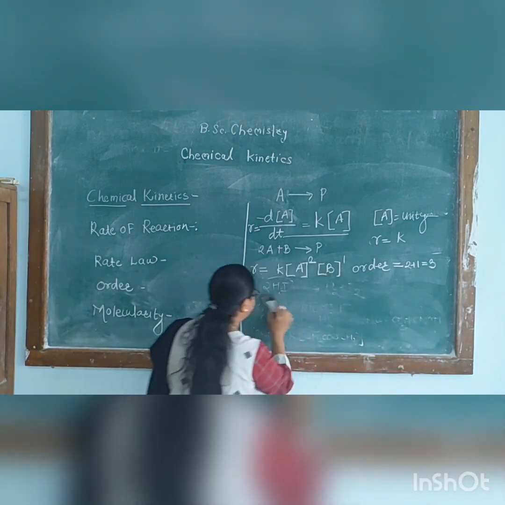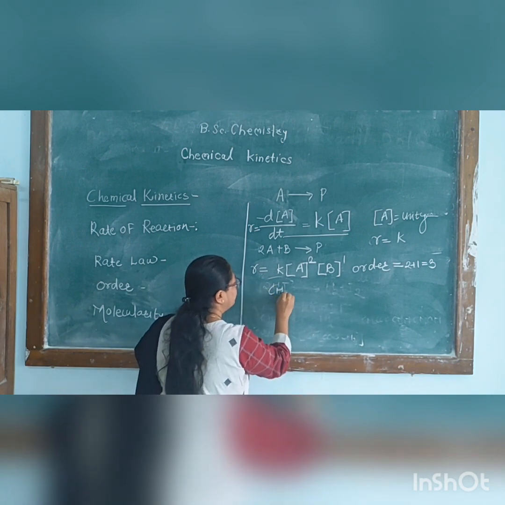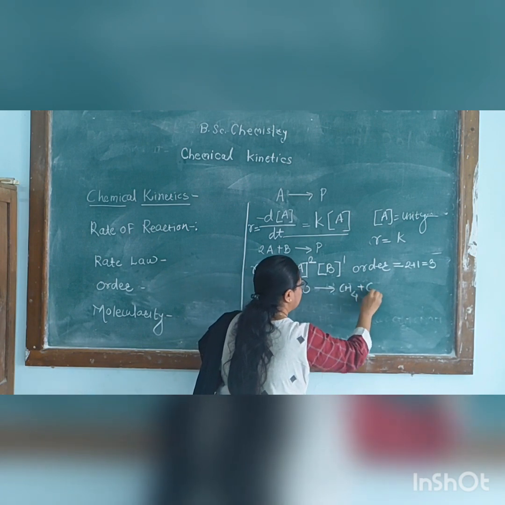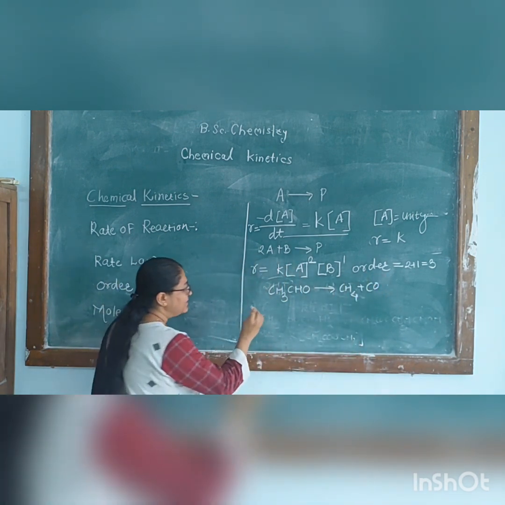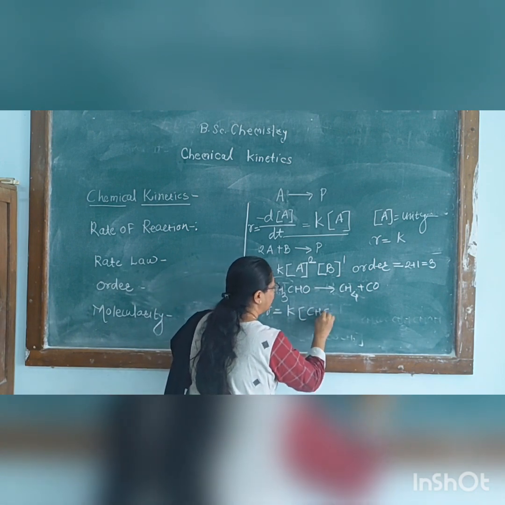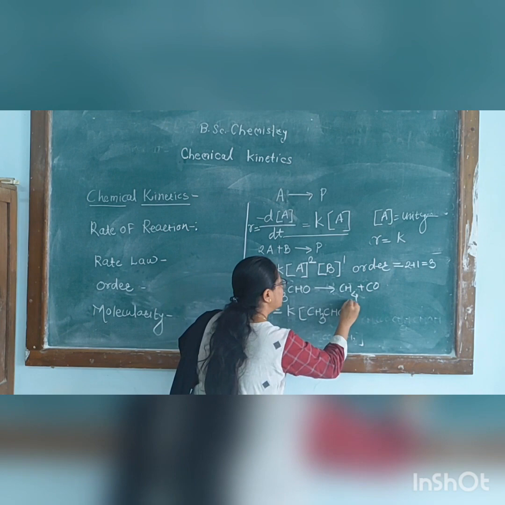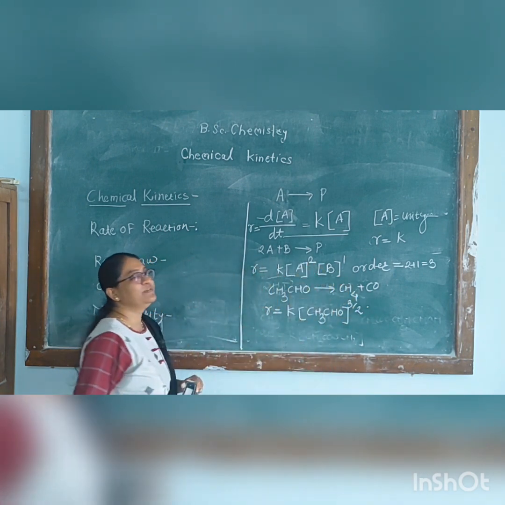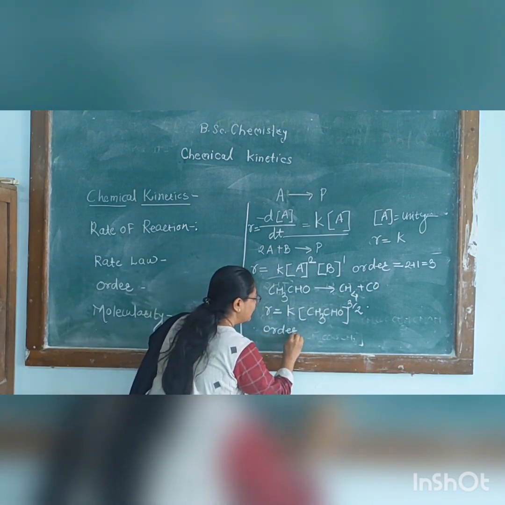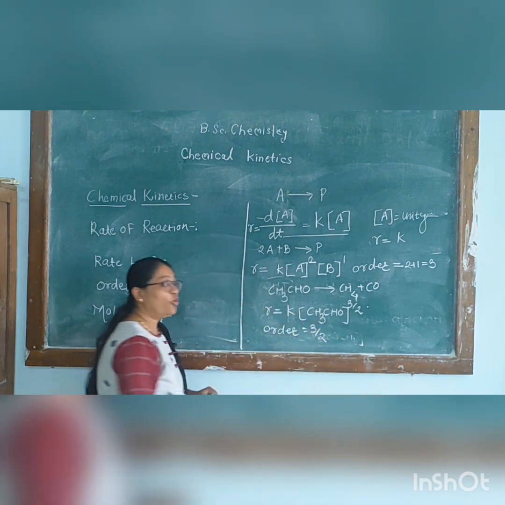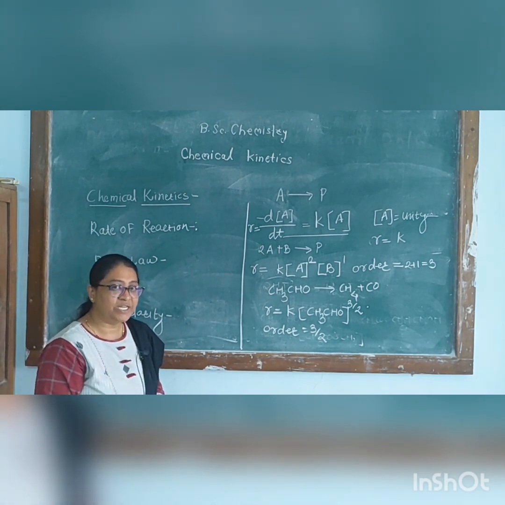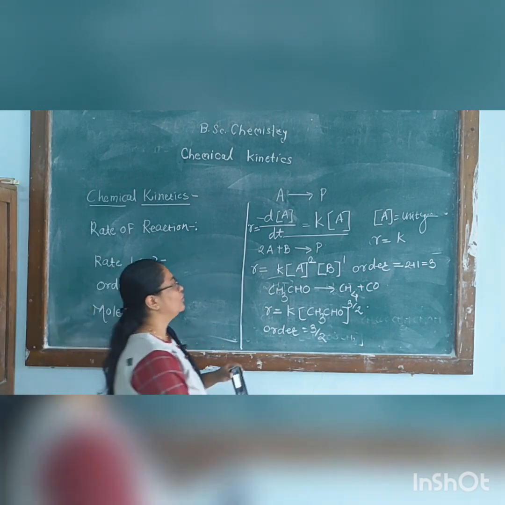Another example we can see, acetaldehyde, which gives methane plus carbon monoxide. In this example, the rate law is rate is equal to K into the concentration of acetaldehyde raised to 3 by 2. That means here the order is 3 by 2. So order can be a positive integer, it can be fractional, as well as it can be 0 also.